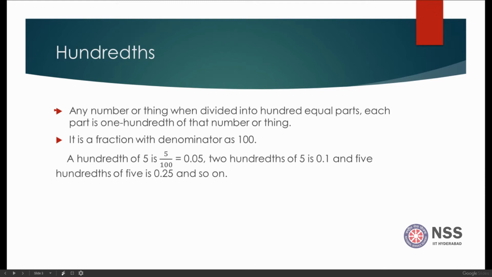Then what about two parts? That is 2/100th of 5, that is 2 into 5 by 100, that is 1 by 10, that is 0.1.